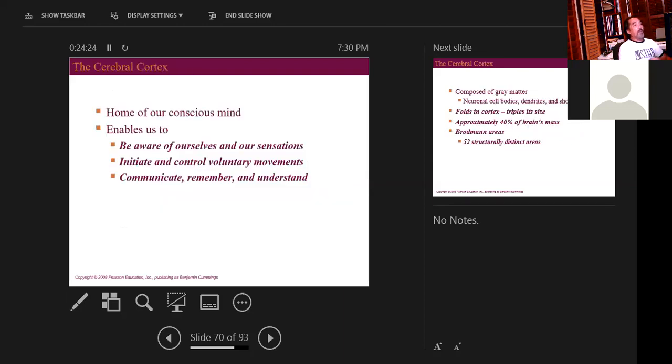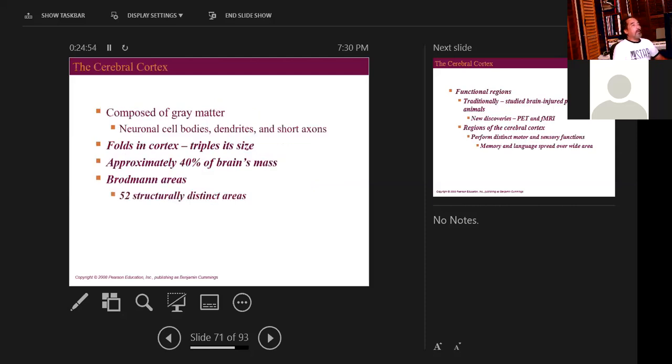So the cerebral cortex is the home of our conscious mind. Okay? That's actually where the conscious mind is. That makes us aware of ourselves and our sensation, initiate and control voluntary movements such as the precentral gyrus. They also communicate, remember, and understand. Okay, so the different gyri. That's actually the one that's very important about memory. The hippocampus. Okay, so the hippocampus is actually more on the memory, right? So we have different areas of the brain. It means folds in the cortex to triple its size.